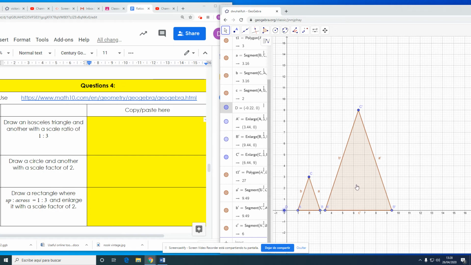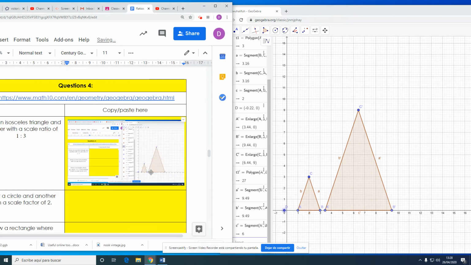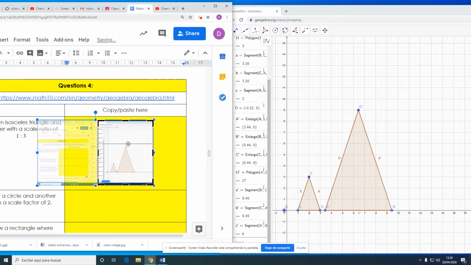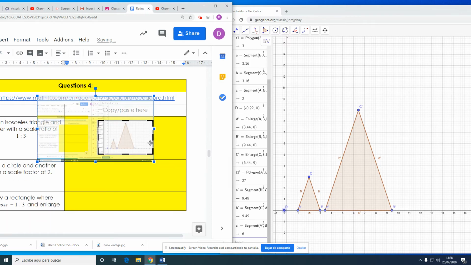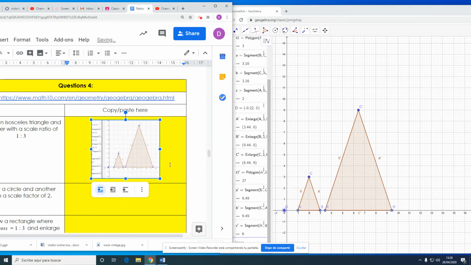That's a nice thing to do with the students. Copy the picture, paste it in there, and view. It doesn't take long for the students to get good at this.